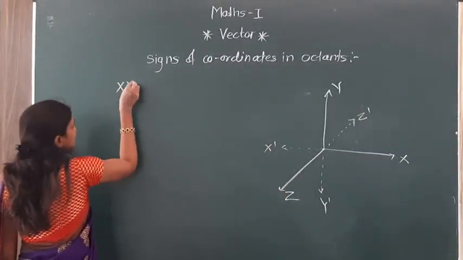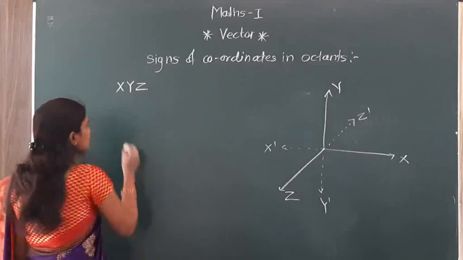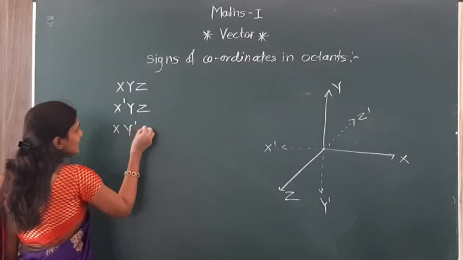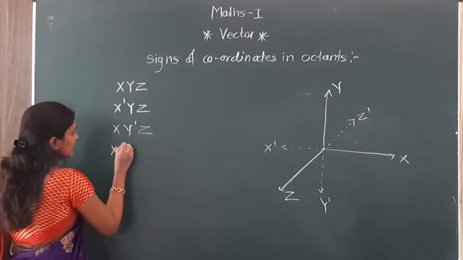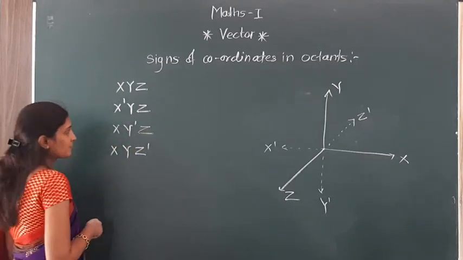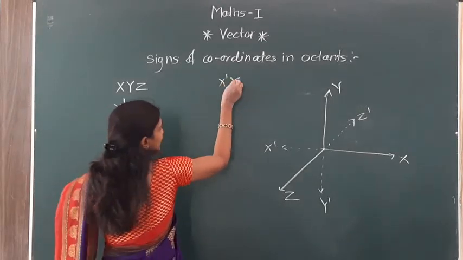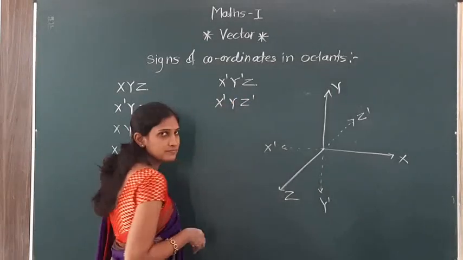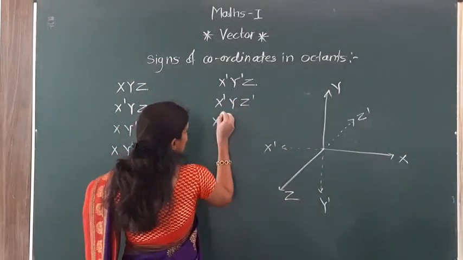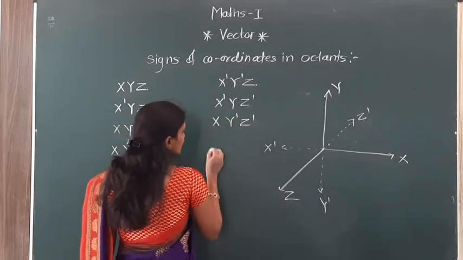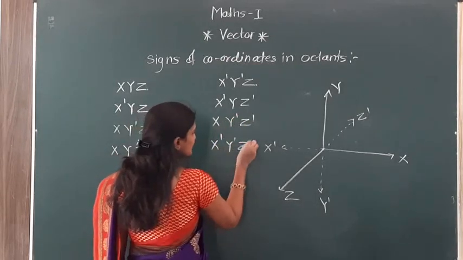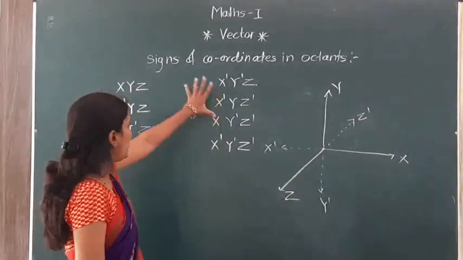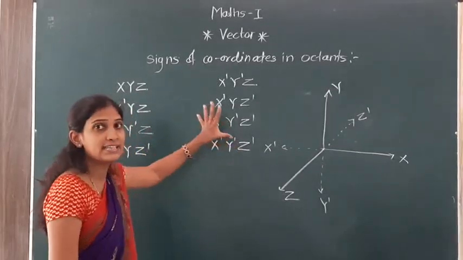First is the x, y, z octant. Then x dash y z, then x y dash z, then x y z dash. Then x dash y dash z, then x dash y z dash, then x y dash z dash, and last x dash y dash z dash. These 3 axes divide space into 8 parts; these are the octants.